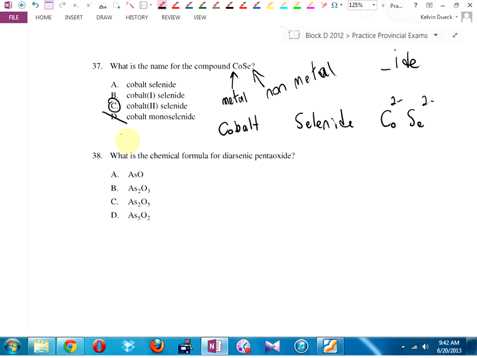Covalents are way easier, I think, to get the formula. Diarsenic, what does di mean? What's the symbol for arsenic? Two of those. Pentoxide, what's penta? Okay. By the way, if there's one, what's the prefix? Mono. But if there's one of the first thing, do you put a mono in front of it? No. Just like when there's a single X in math, we don't put a 1 in front of it.